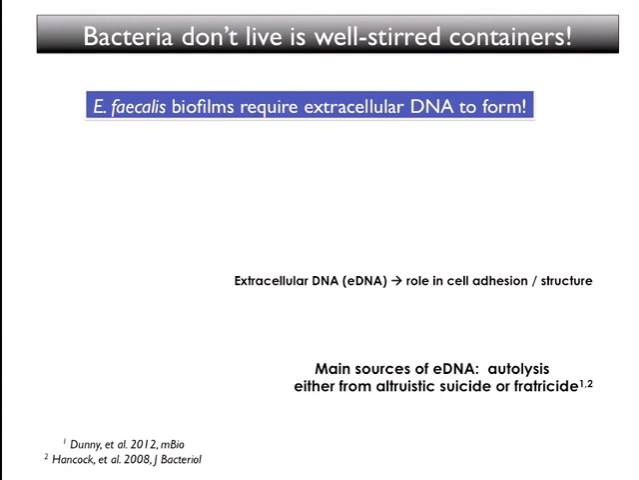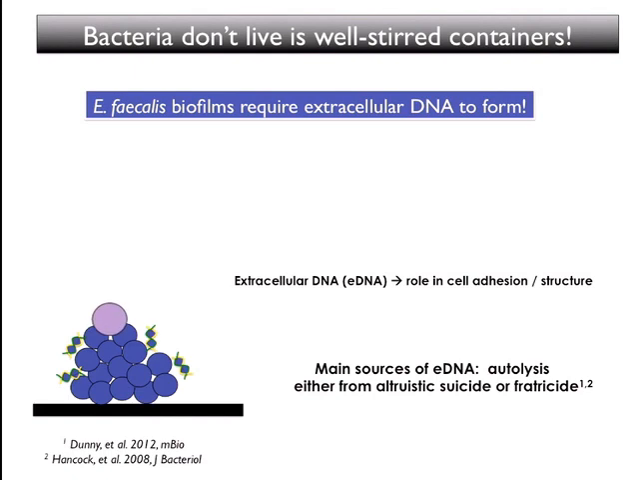And the particular species we look at grows biofilms by doing something kind of funny, and that is that it requires there to be extracellular DNA around. It's believed right now that this extracellular DNA plays a role in cell adhesion and structure of the biofilm, right? And it's something that's been found in other species too, particularly gram-positive species. The main source of this eDNA is thought to be either autolysis, the cell exploding, from either altruistic suicide, the cell exploding for the good of the community, or fratricide.